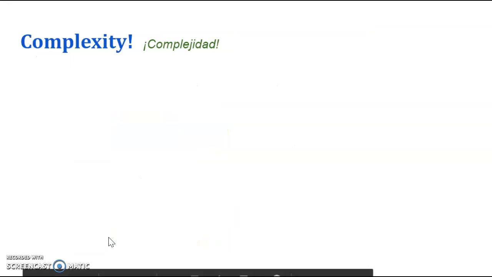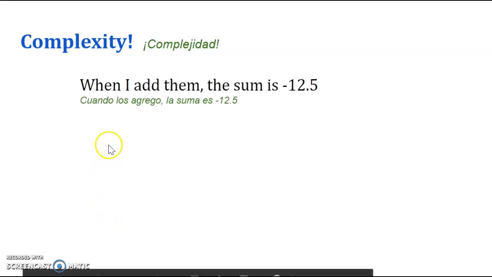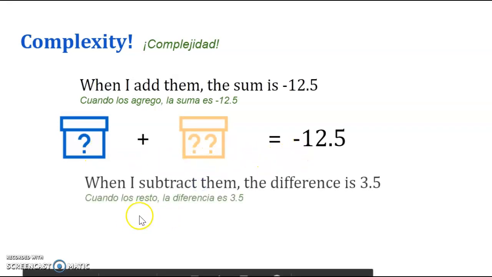Then I am going to bring it up yet another notch. We are going to get really complicated here. When I add two numbers, the sum is negative 12.5. So visually, we can represent it as the first number plus second number is equal to negative 12.5. But when I subtract them, the difference is 3.5.